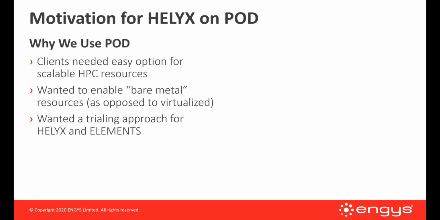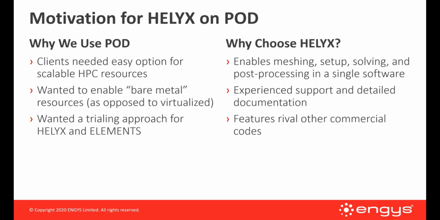And the reason why we wanted bare metal is because it'll scale better. We can work with larger simulations. So specifically for the automotive industry, you'll need to go to instances of much larger than 96 cores or just a few nodes. You may need to go up to hundreds or more than 1,000 cores and be able to run very large simulations. And then also we wanted a capability for customers to trial HELYX and Elements and try this out very easily.